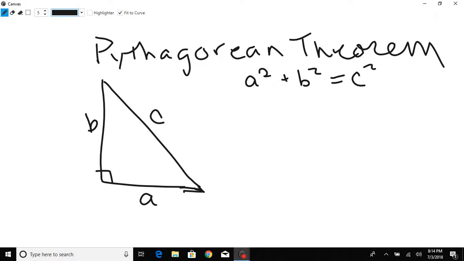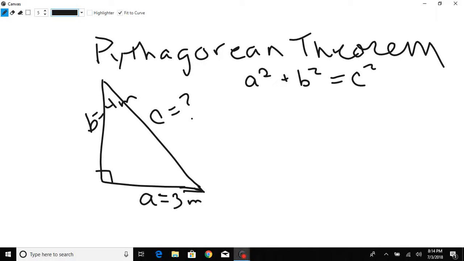And there are some relatively easy proofs for that you'll learn in high school, but for right now, we're just going to see how to work out some calculations. So let's say A is equal to 3 meters, B is equal to 4 meters, and I don't know what C is equal to.